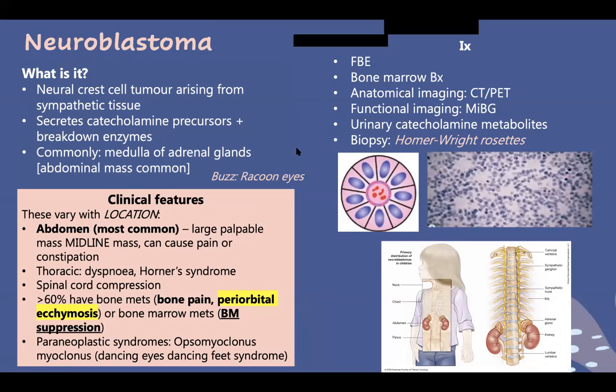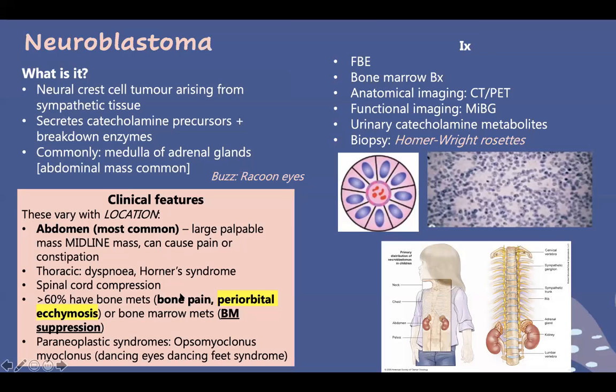But what they do have is these raccoon eyes, because the clinical features obviously vary on location, but it tends to be in the chromaffin cells in the abdomen. So you tend to have this large palpable midline mass because this is closer to the midline. You'll see later with nephroblastoma why I'm making this distinction. Can cause pain or constipation when there's a mass effect. If it happens in the thoracic region, you can have Horner syndrome.